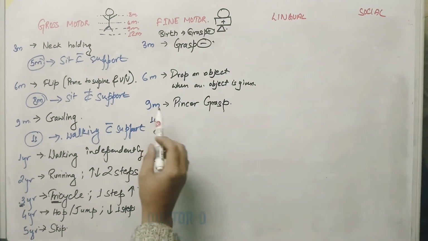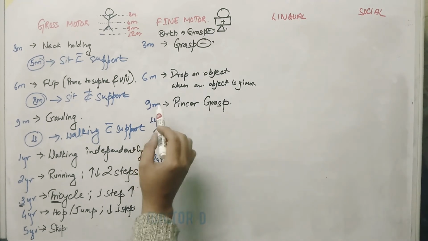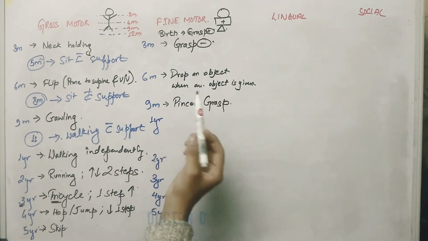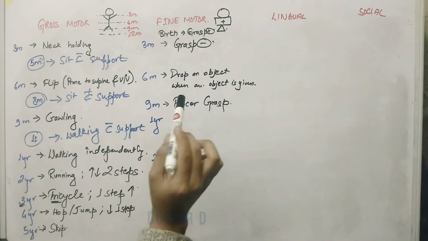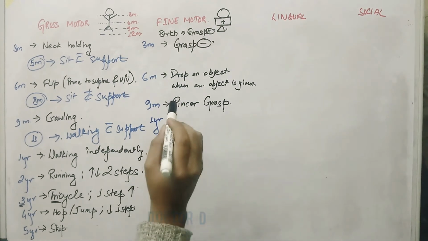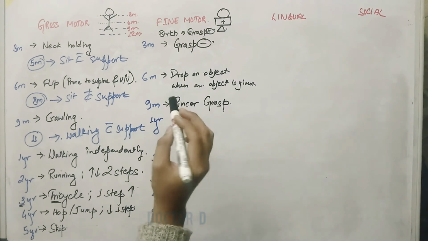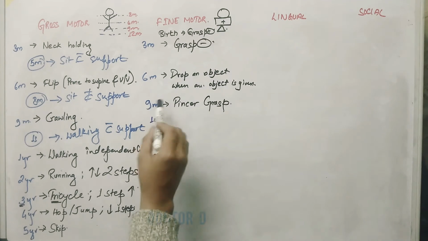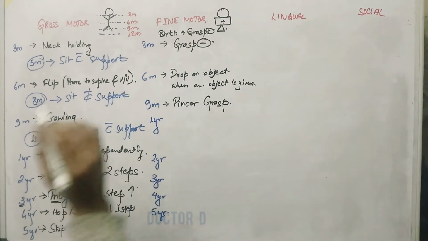Mind you, this is one of the most important questions to be asked in Viva, and a very important milestone. Pincer grasp means being able to grasp an object in a pen or a pencil way, like how you grasp a pen or a pencil. That's the pincer grasp, and it is developed at 9 months. Now at 1 year, what happens is casting occurs.